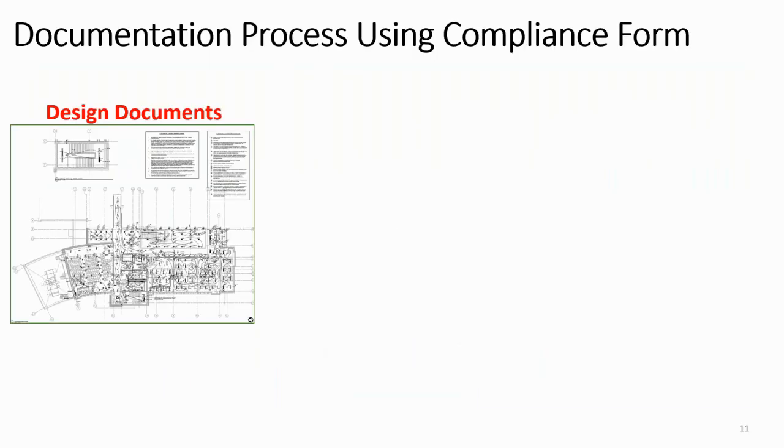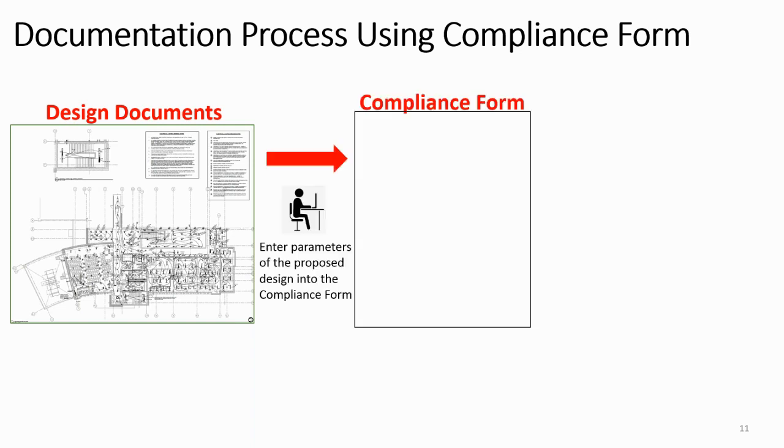Design documents include drawings, specifications, and typically this information requires significant processing before it can be entered into the compliance form. For example, for lighting, design documents include lighting plans that show different fixtures specified for each space, and also lighting schedules that describe the wattage of each fixture. So this information has to be converted into lighting power density for input into the simulation tool.